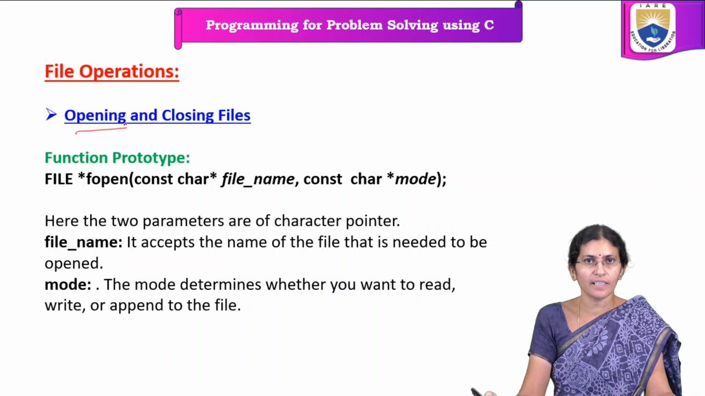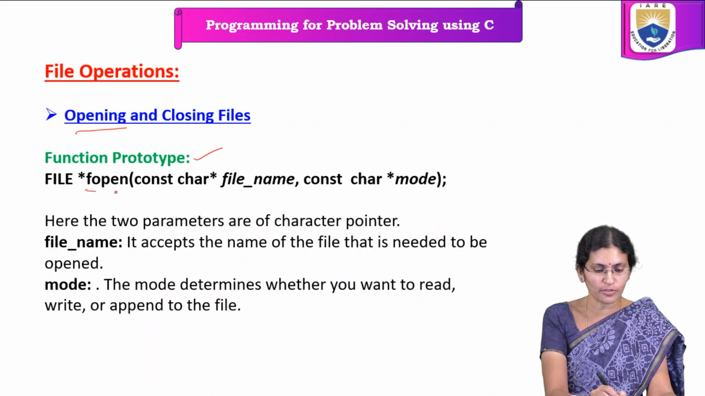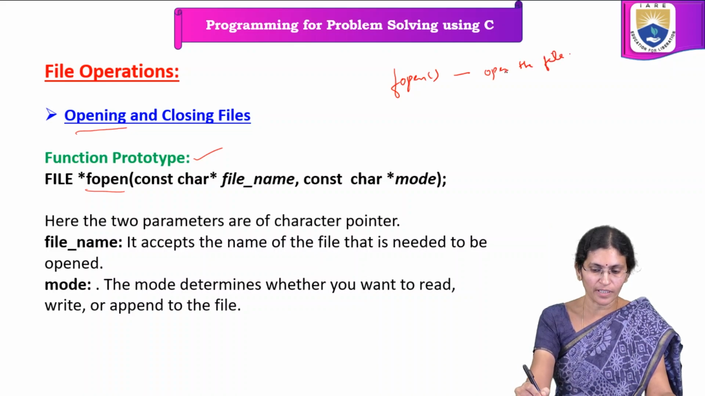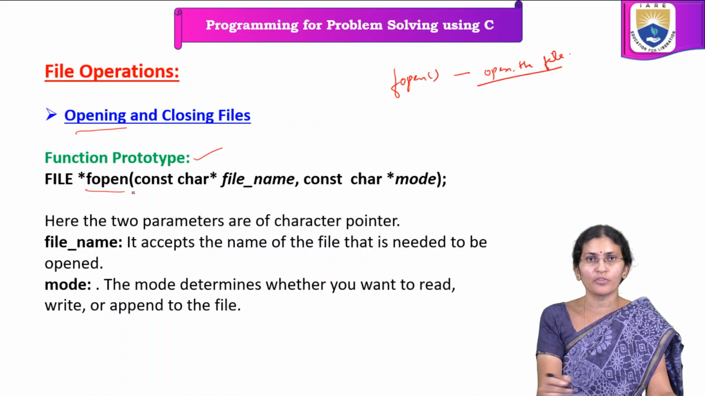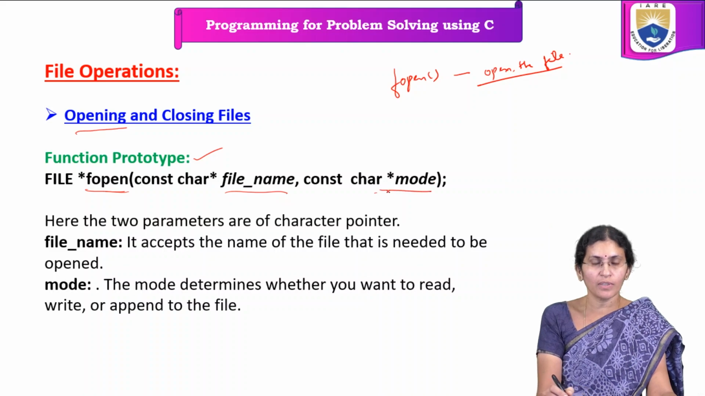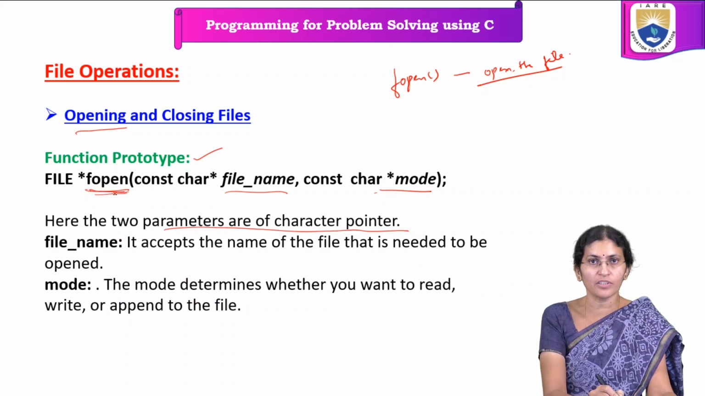We have seen the syntax. This is the function prototype. Here in the function prototype, the name of the function is fopen. fopen is the function which is used to open the file. This is the prototype for the fopen function. It takes two arguments, and both the arguments or parameters are character pointers. The return type of this fopen function is a file pointer.